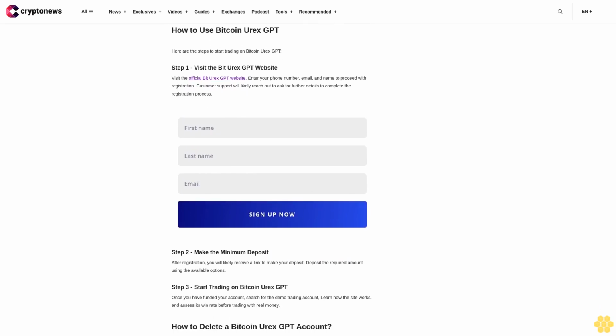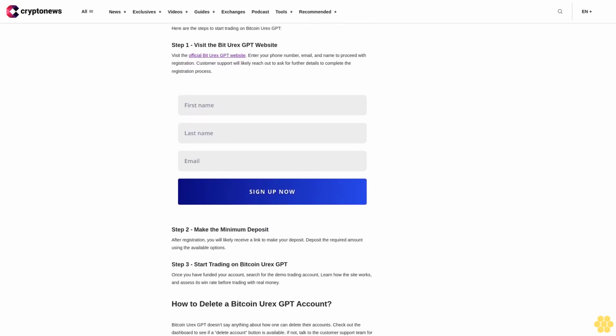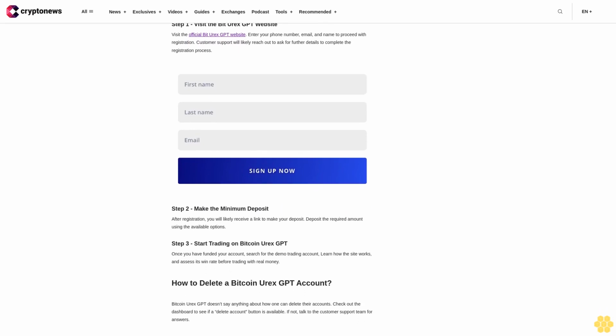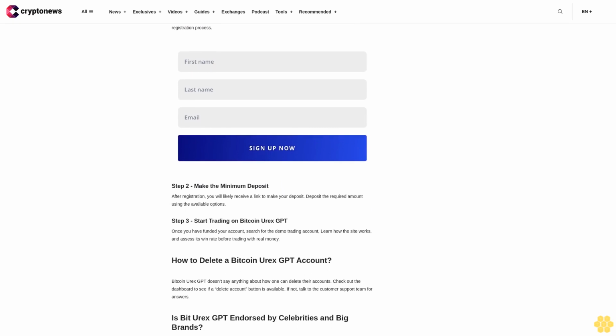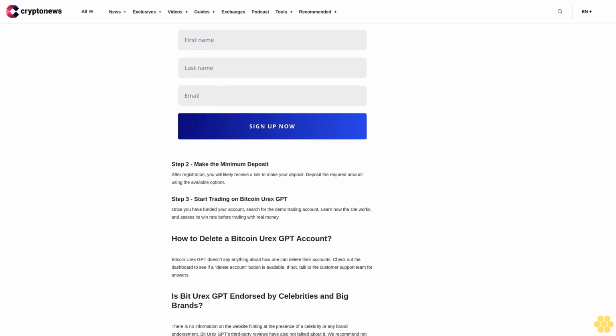Bitcoin Urex GPT. Minimum deposit. A minimum deposit is required to access the platform's features. It is $250 and users can pay it using a variety of methods including Google Pay, Apple Pay, debit and credit cards, as well as bank transfers. The site states that the whole amount will be treated as the user's initial investment.